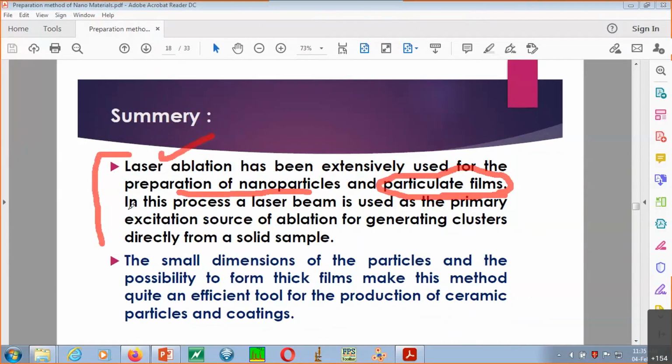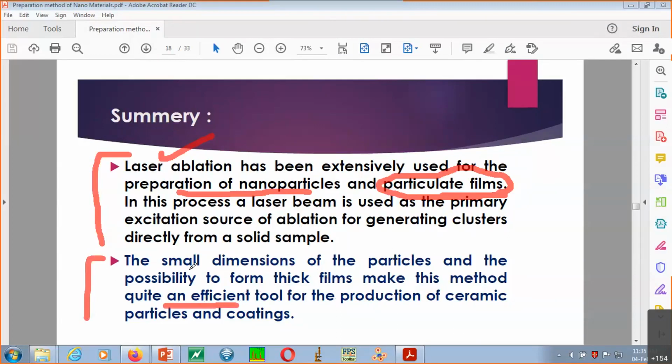And as you said, all such things they have written. Laser beam is used as a primary source of ablation for generating clusters directly from a solid sample. So this is all the same thing. Coming to this second one, this is also very important. The small dimension of the particles which we get after this process, and the possibility to form thick films, make this method quite an efficient tool.